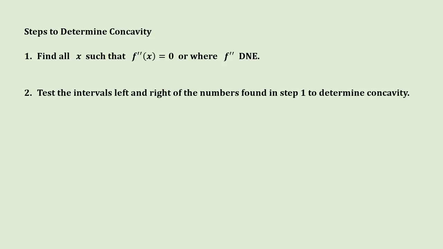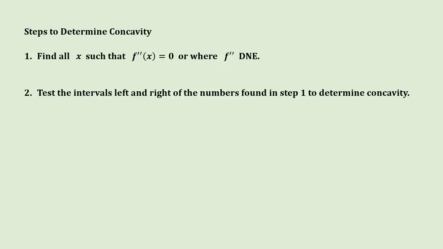Now, here are the steps to determine the concavity of a function. You want to first determine where the second derivative is either zero or where that second derivative might not exist. So if the first derivative doesn't exist, the second derivative won't exist at that point. So we want to know where the second derivative is zero or possibly where it does not exist. Most of the time, we're going to be looking for when the second derivative is zero. Then we're going to use our answers from step one, and we're going to test the intervals left and right of the numbers we find in step one.